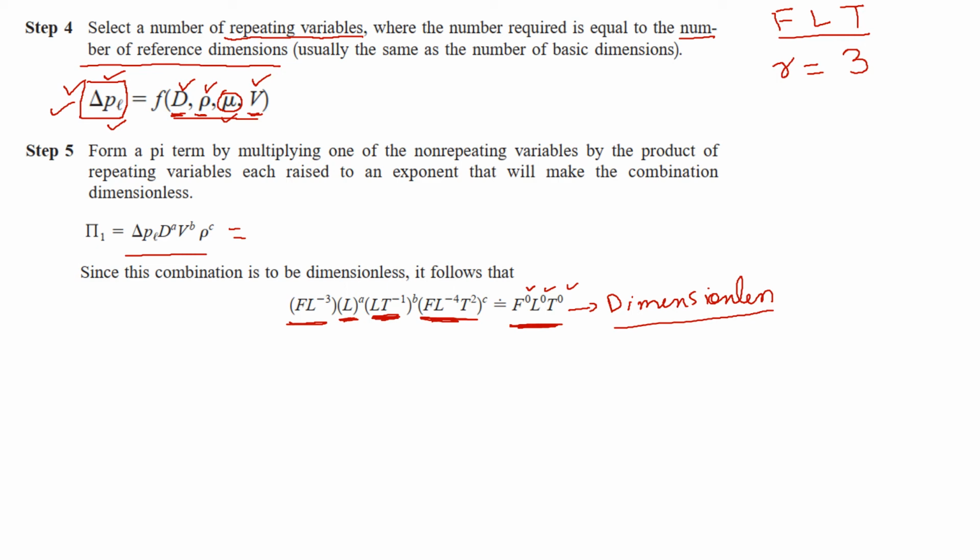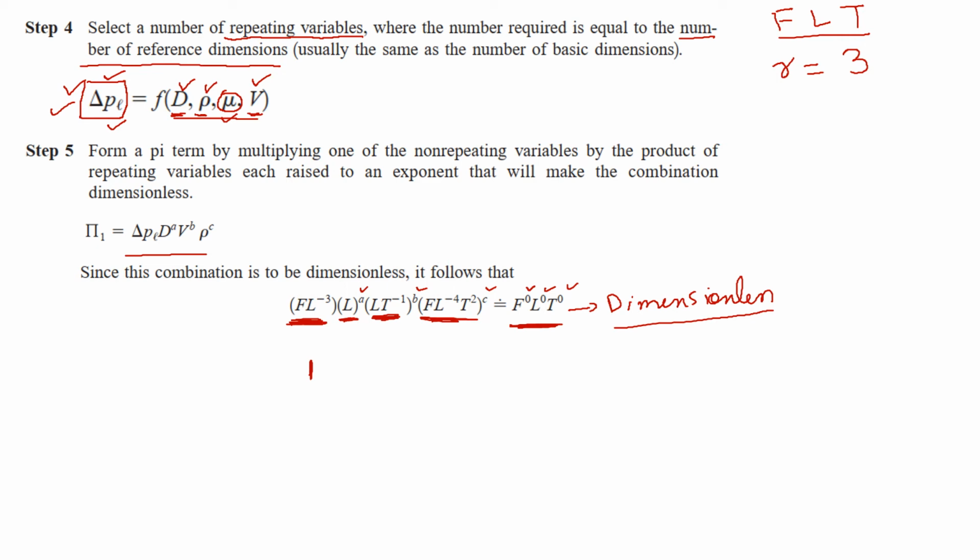So how are we going to do that? We are going to find the values of A, B and C now. And how are we going to do that? We are going to take each reference dimension and add their powers. So here in pressure drop per unit length, what is the exponent of force? It is 1. Here the exponent of force is 1, and here the length dimension does not include any force.